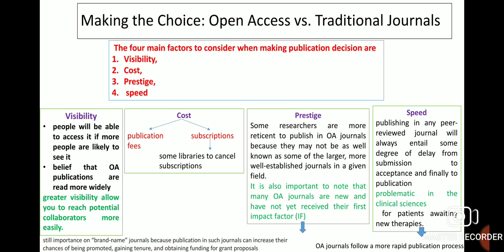And next is speed. You need to be sure whether you need to publish very fast, or whether you can wait and have that patience. Publishing in any peer reviewed journal will always entail some degree of delay from submission to acceptance and finally to publication. It is problematic in the clinical sciences.